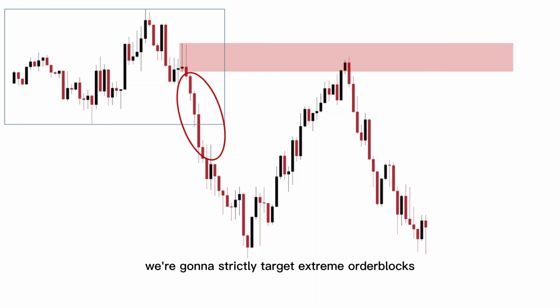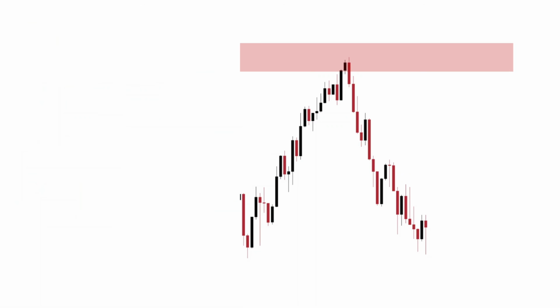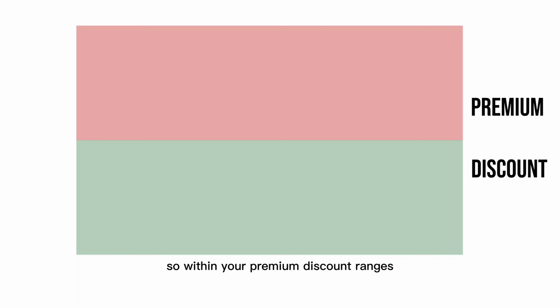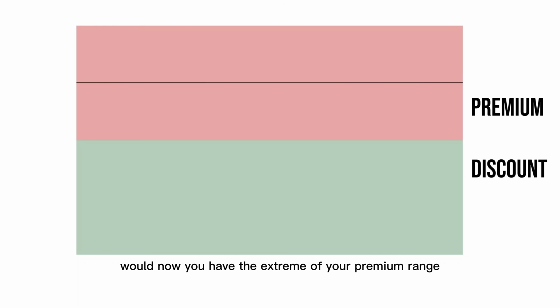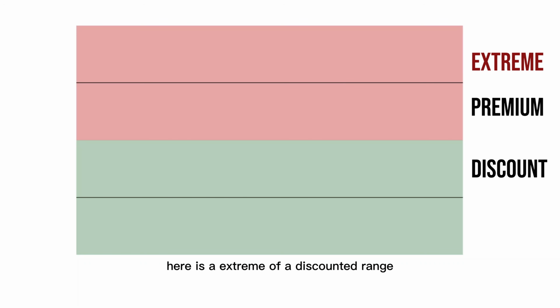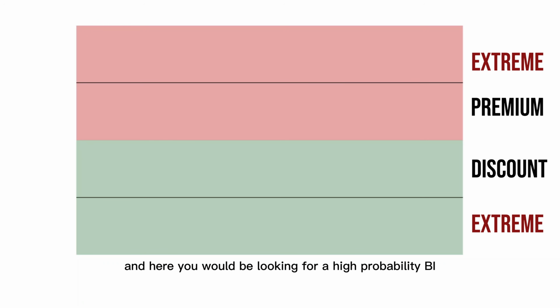And of course, we're going to strictly target extreme order blocks. So let's cover what an extreme is. So let's talk about range extremes. So what you would do, you would split your range into two parts, your premium and your discount. So within your premium and discount ranges, you need to break those in half. Now you have the extreme of your premium range. And this is where you would be looking for a high probability order block sell. Here is an extreme of a discounted range. And here you would be looking for a high probability buy, which would be your high probability order block.